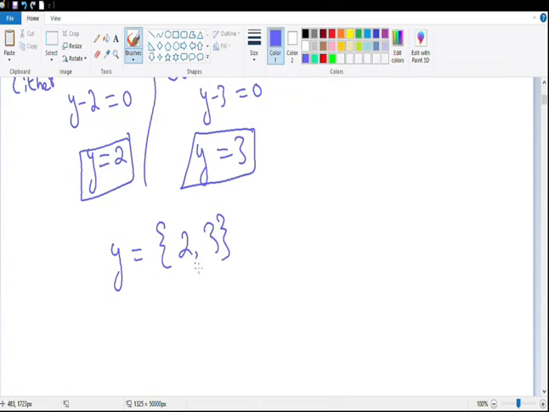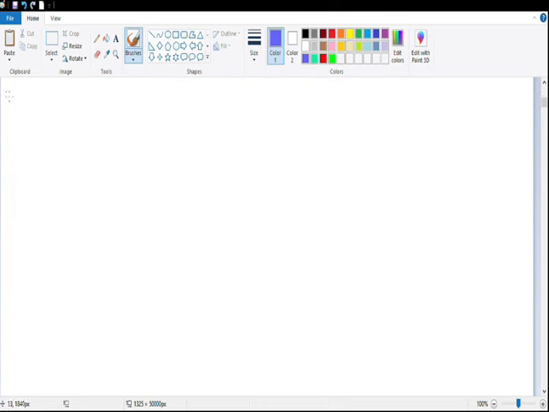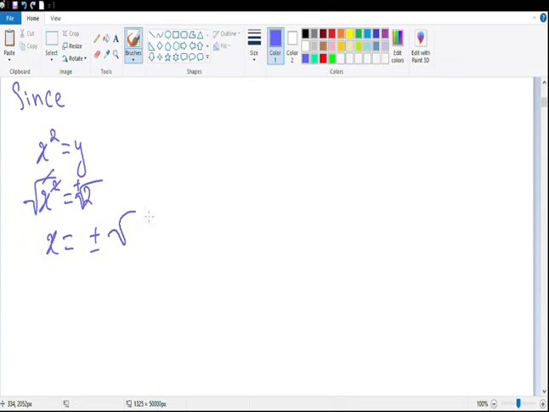But wait, there's more. We just found the values of y. We were supposed to find the values of x. And since we said x squared is equal to y, that way x squared is equal to 2 and 3. So if x squared is equal to 2, we know how to find the value of x from here. We're going to take the square root on both sides, plus and minus. We're going to get x is equal to positive and negative square root of 2.